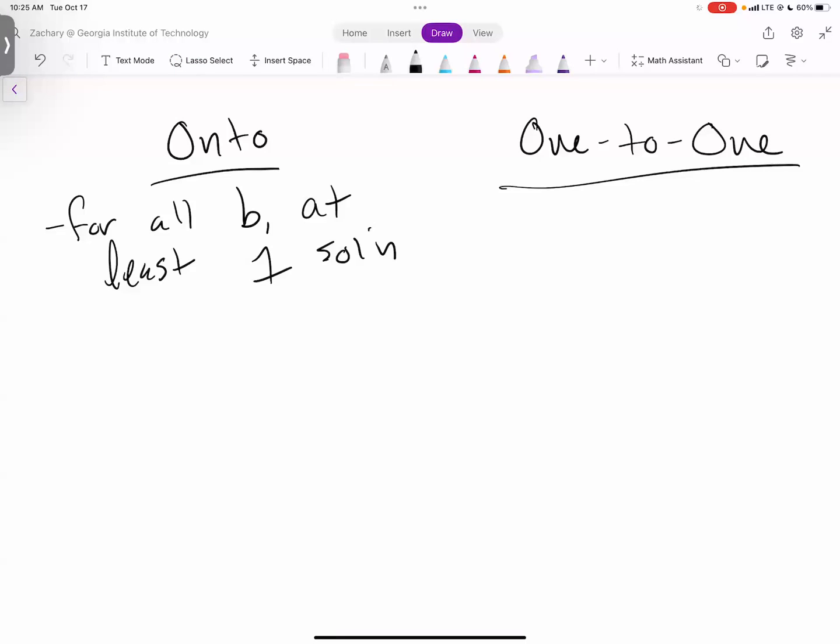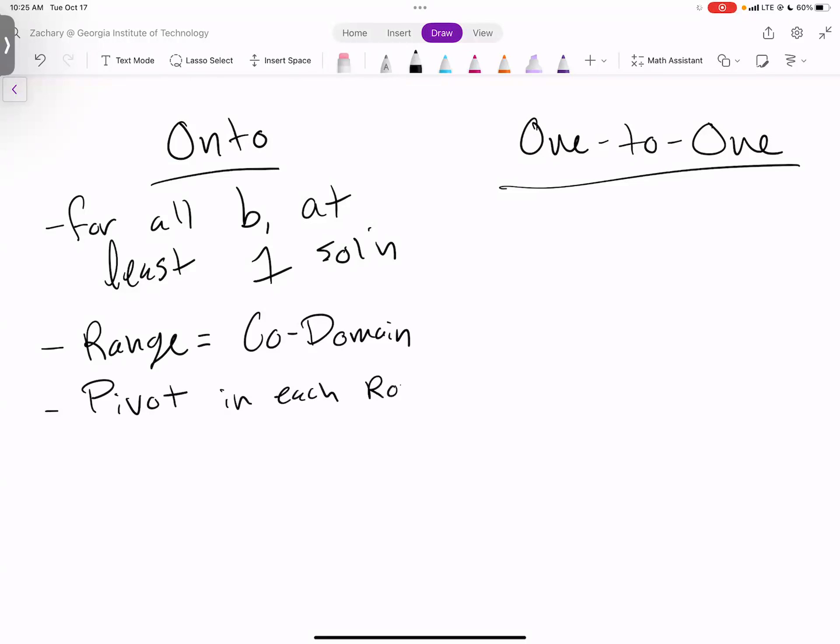Going past this to talk about what our range would be: our range is equal to our codomain for something that's onto. To tell if this is true, you want to have as many pivots as you have rows to get your full codomain. So we want a pivot in each row.